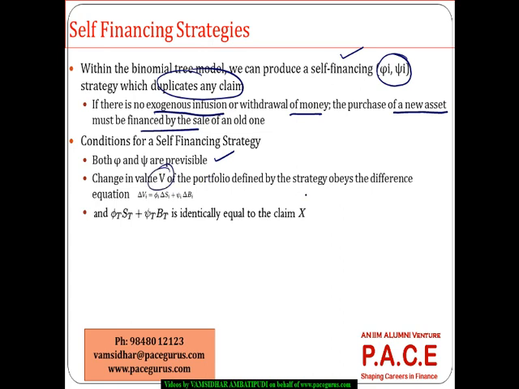Change in the value of V obeys the difference. The change in the value of V is the same as phi_i times the difference of S_i plus psi_i times the delta of B_i. So it is following that kind of a relation, and at the maturity period, phi_T times S_T plus psi_T times B_T is always equal to the claim amount X. When I am able to make these equations satisfied, then obviously my portfolio is self-financing.